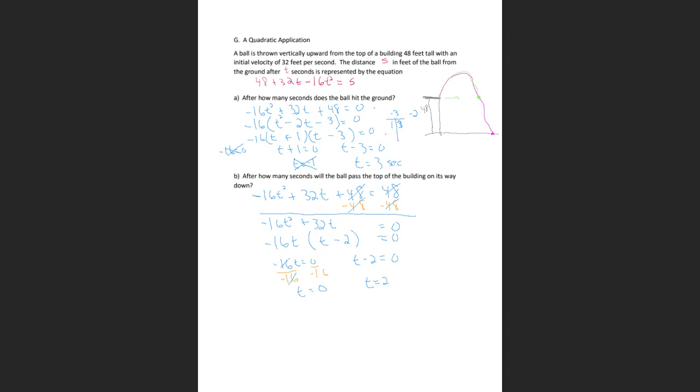But remember, this is time, 0 seconds and 2 seconds. Which one would actually answer this question? Yeah, 0 would mean we're still on the building. So when it passes by the building, it would actually be the 2. So the 2 seconds would be when it passes by the building on its way to the ground. All right, so that concludes our lesson for solving quadratic equations and cubic equations using factoring.